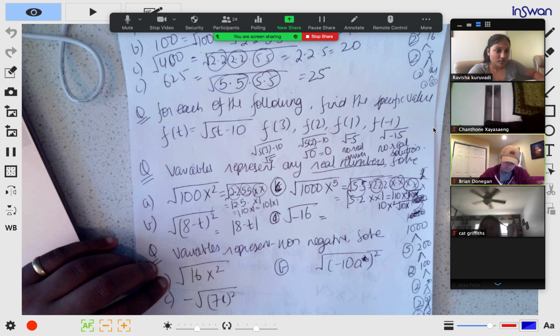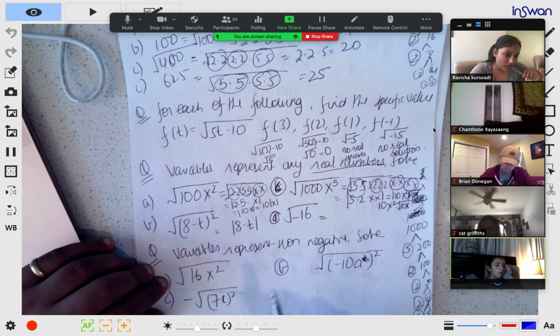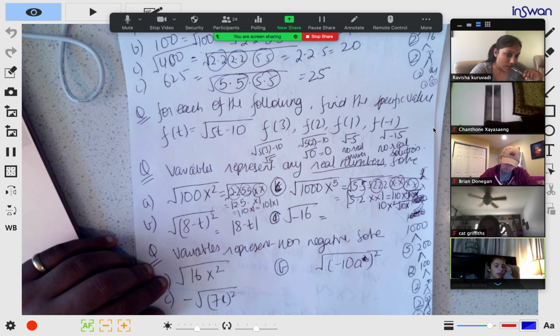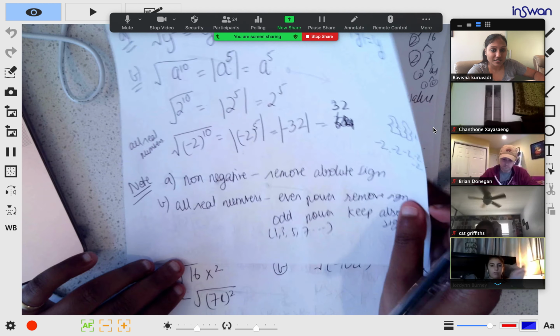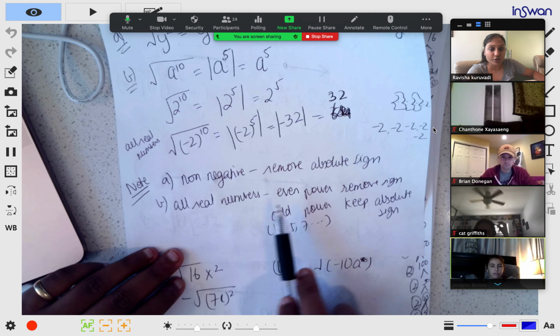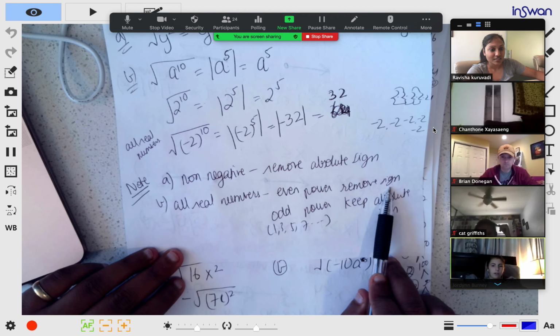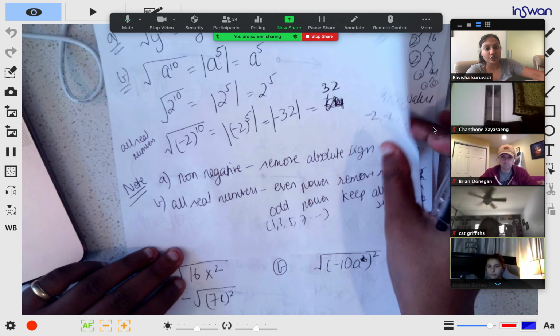I just had a quick question on that again. Don't we put the x squared into an absolute value? See here, for real numbers, what does it say? For real numbers, all even parts, you have to remove the sign. Since x squared is even, I don't need to put a sign there.